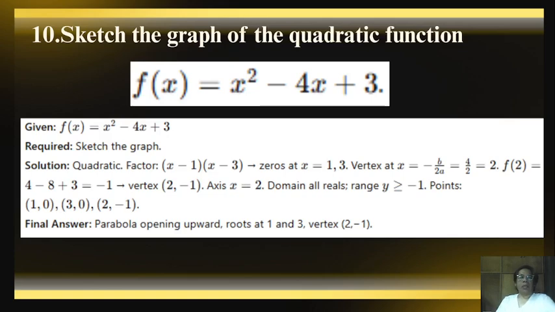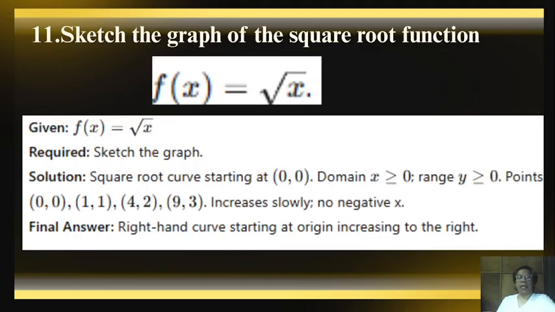Let's continue with practice problem number 11. Sketch the graph of the square root function. A function of x is equal to the square root of x. So we're given a function of x equal to the square root of x. Required: sketch the graph. Solution: a square root curve starting at (0, 0).